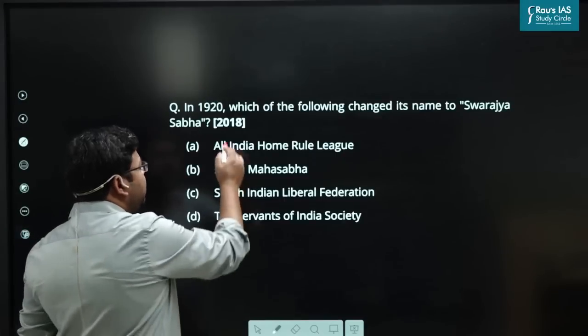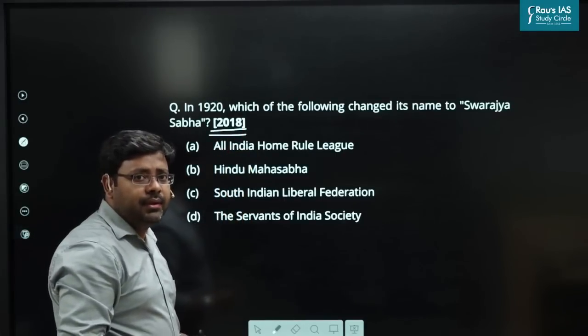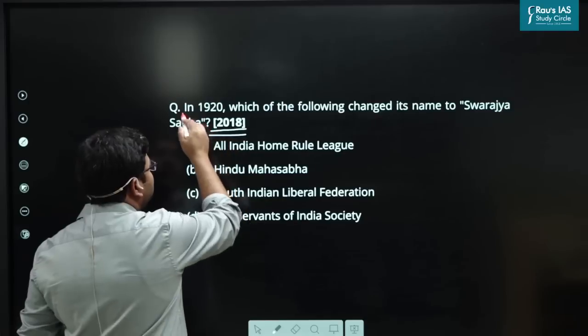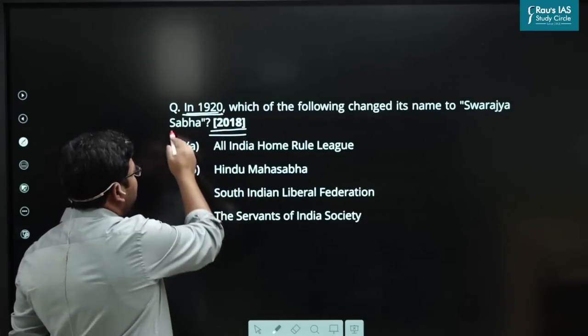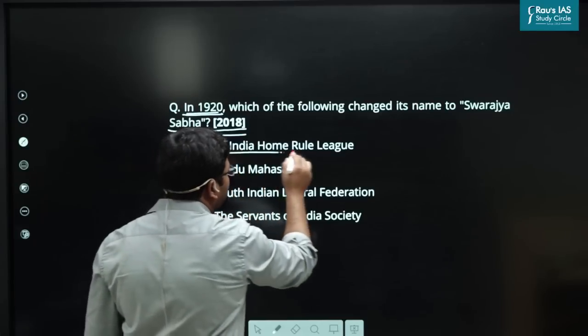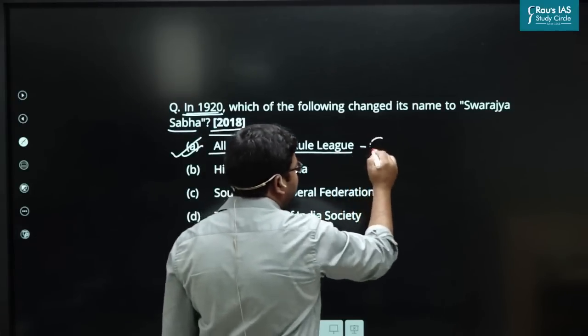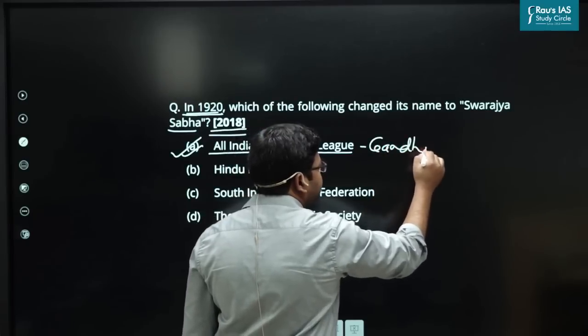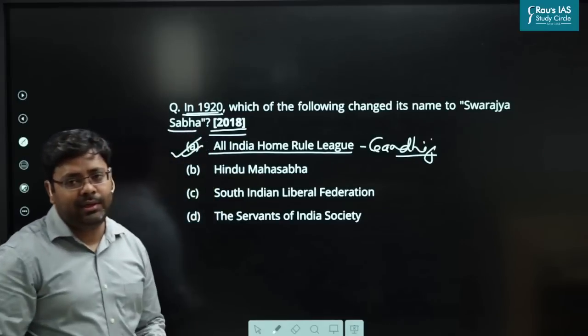The next question is from UPSC 2018 exam. And the question is asking that in 1920, which of the following changed its name to Swarajya Sabha? The answer is simple. By this time, the All India Home Rule League was on decline and it was renamed by Gandhiji as Swarajya Sabha in 1920.